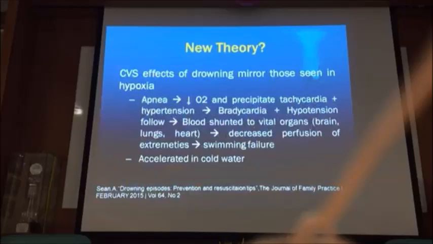Okay. CVS effect: because of the apnea, when our brain is having hypoxia, it later on precipitates tachycardia and also hypotension, which later on leads to bradycardia and hypotension, and then this causes the blood to be shunted to the vital organs and decreases the perfusion to the extremities such as muscles. So basically when a patient is having drowning, the patient also has weakness of the extremities, cannot swim, causing swimming failure, causing the wet drowning. This is actually accelerated in cold water.